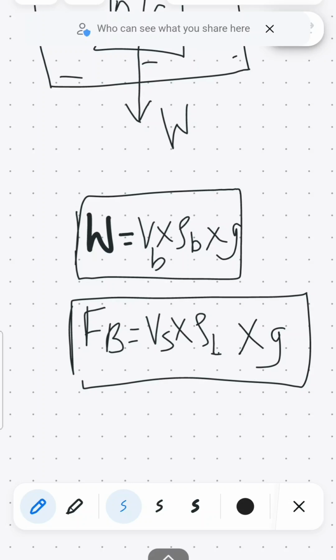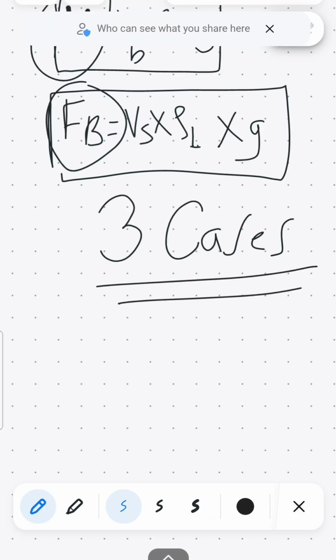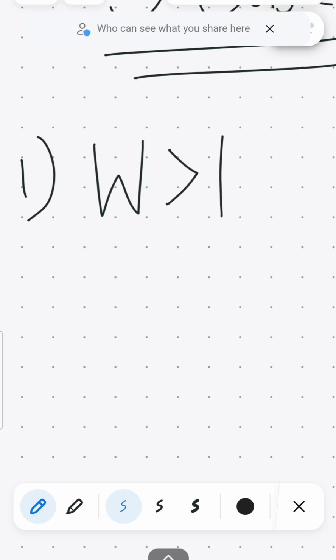Depending upon whether the upthrust, this buoyant force, is less than, equal to, or greater than the weight, the body will either sink or float in the liquid. So we consider three cases. The first case we are considering is when W is greater than Fb, that is, the weight of the body is greater than the weight of the displaced liquid.